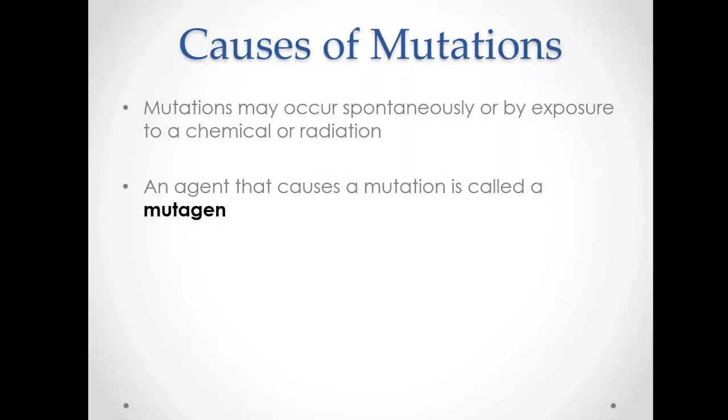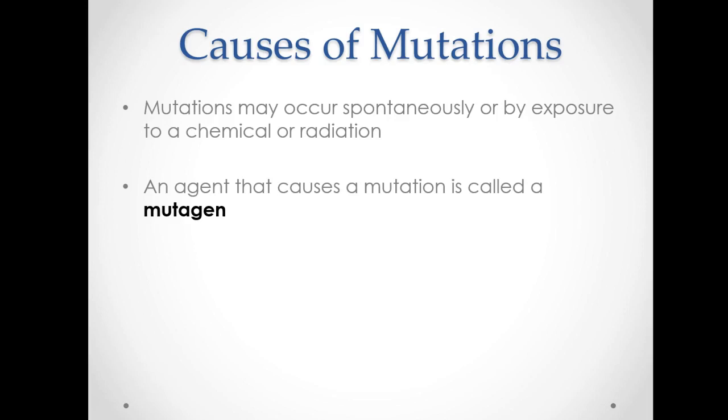So how do mutations occur? They can be completely spontaneous, or they can be caused by exposure to substances, chemicals, radiations, etc. Anything that's capable of causing a mutation, a substance that can cause mutations, is referred to as a mutagen. So a good example of mutagens would be radiation. We know all types of radiation are mutagens. Okay, they can cause mutations in our DNA.